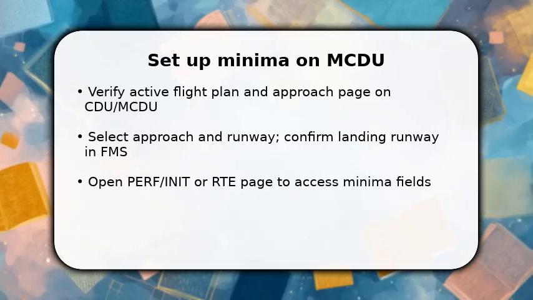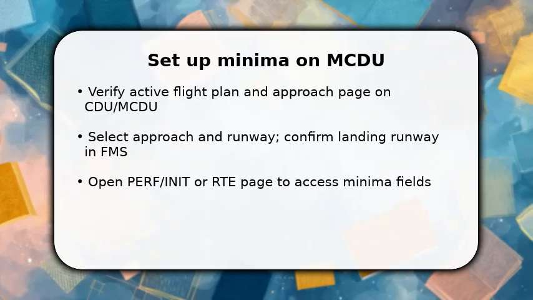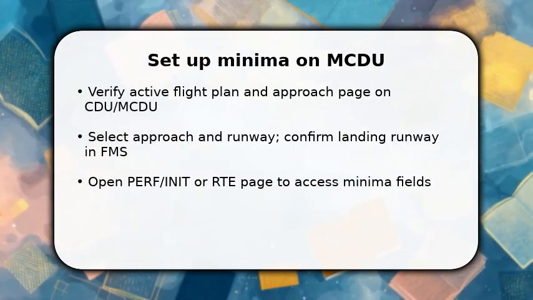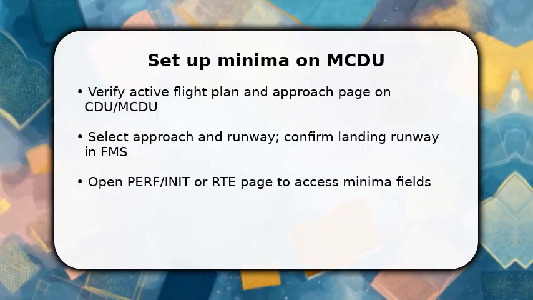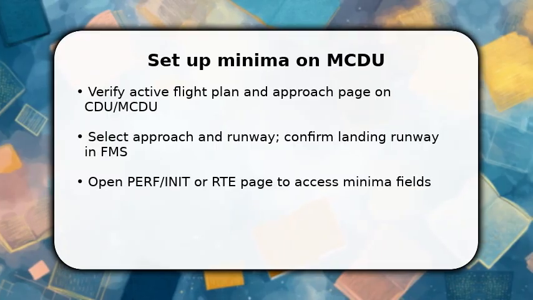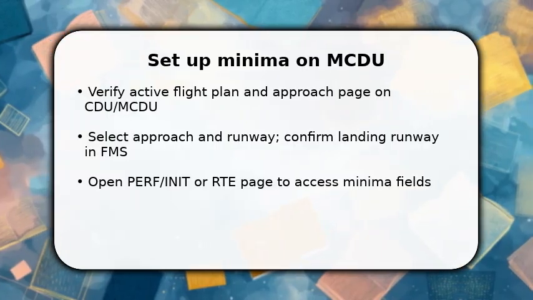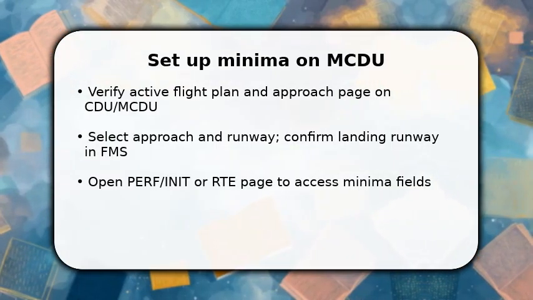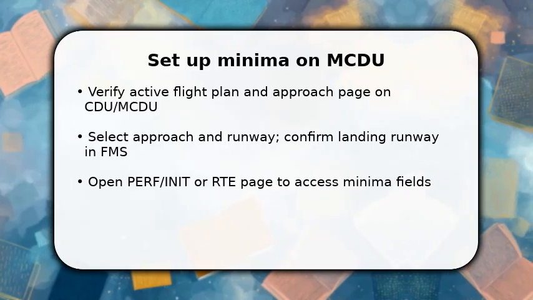You begin at the MCDU once the approach is loaded. Confirm the active flight plan and that the correct approach and runway are selected. Next, go to the PERF or INIT page and then RTE or APP pages where minima entries live. Enter the approach automatically rather than manual bypass when possible. This ensures VNAV/LPV data integrity.